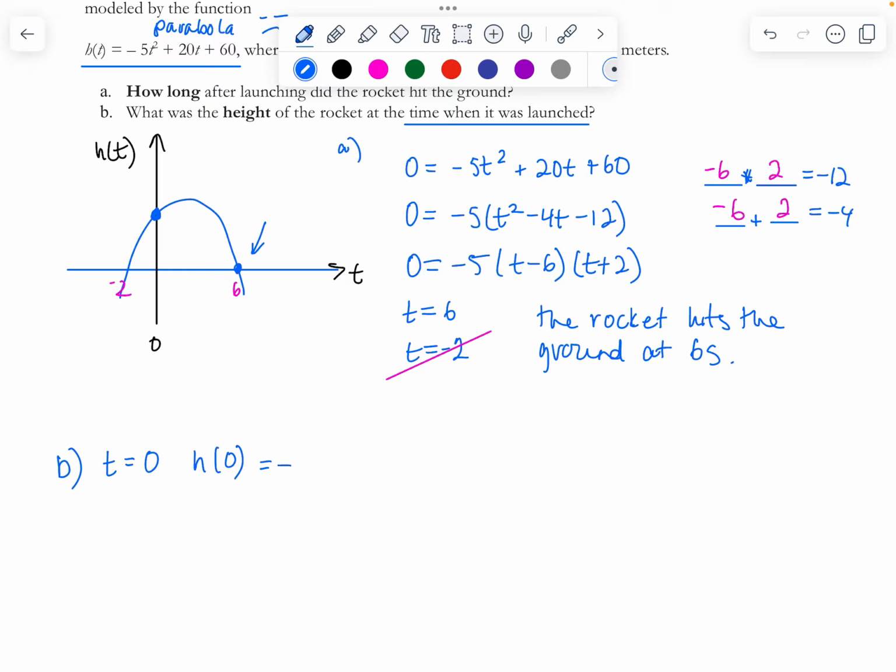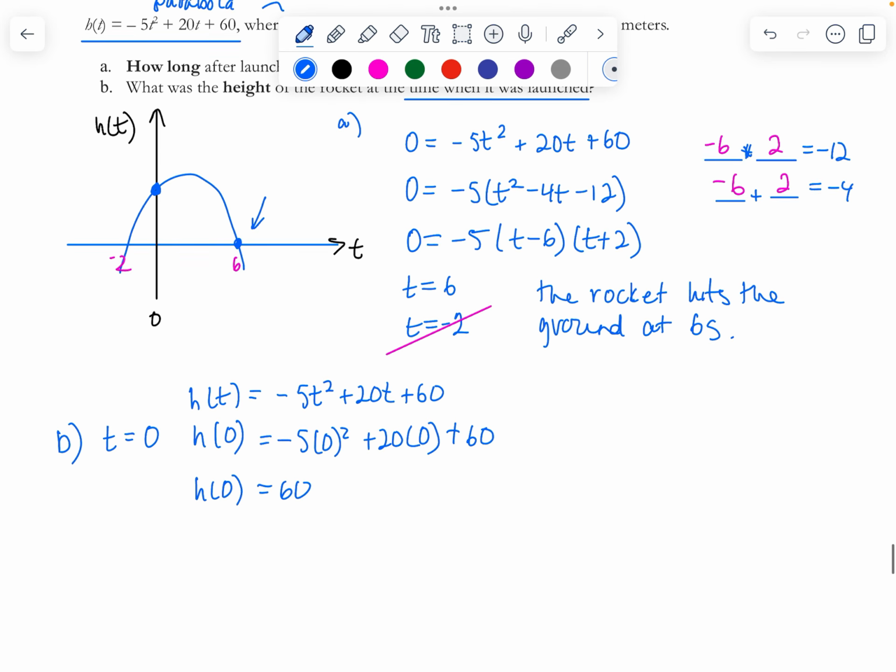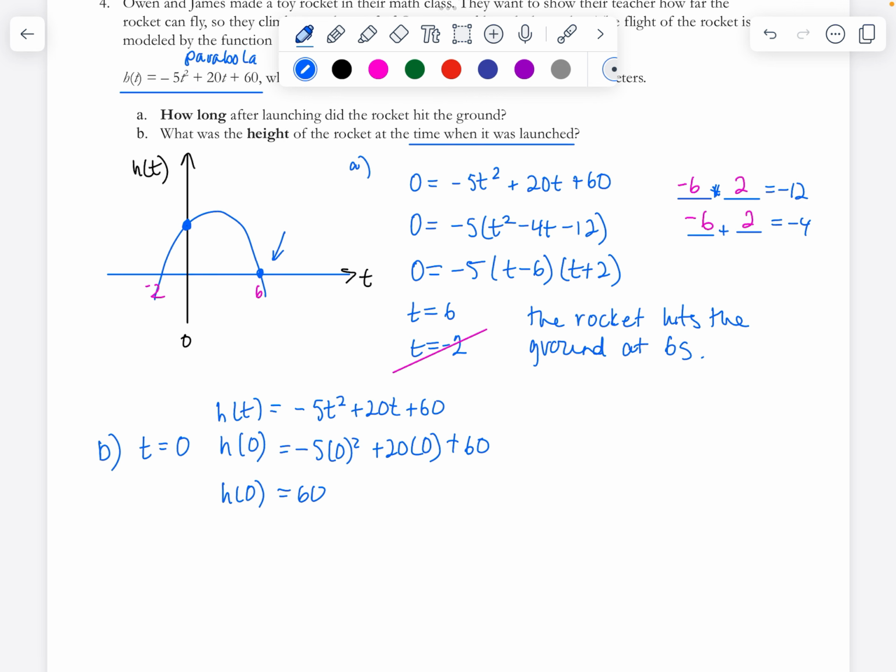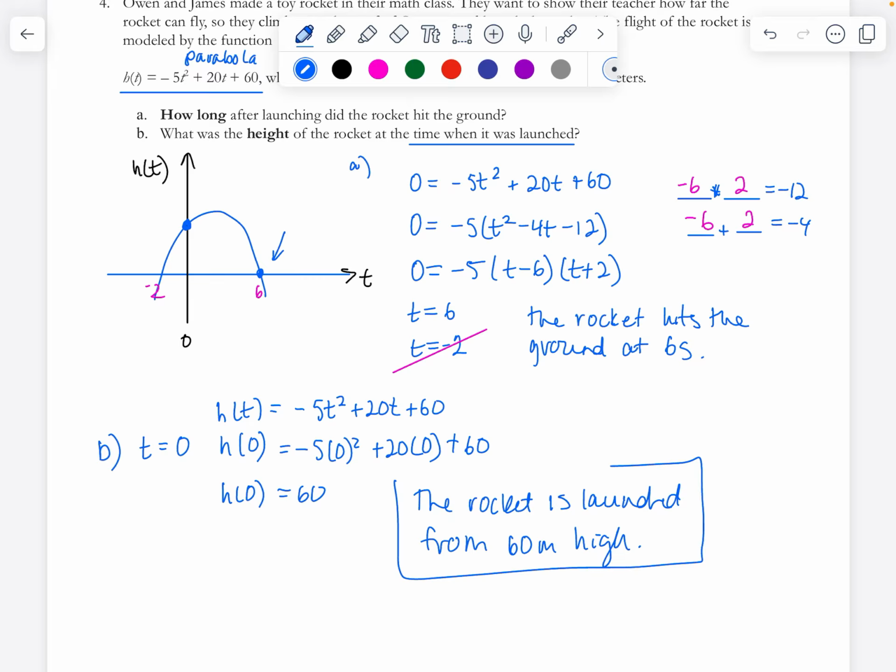So what I can do is I can start with my factored form, or I can go back to the original function. But what I'm doing is I'm subbing in 0, and you don't have to write all this down. Okay, I think seeing that it's 60 is something you can do without subbing in the 0 the way I did, doing all that work. So you can say the rocket is launched from 60 meters high. All right.